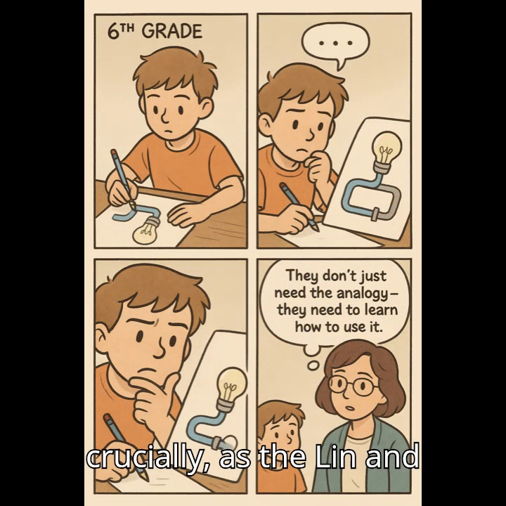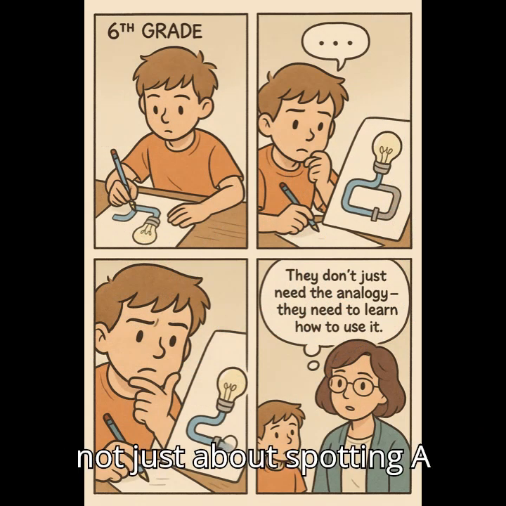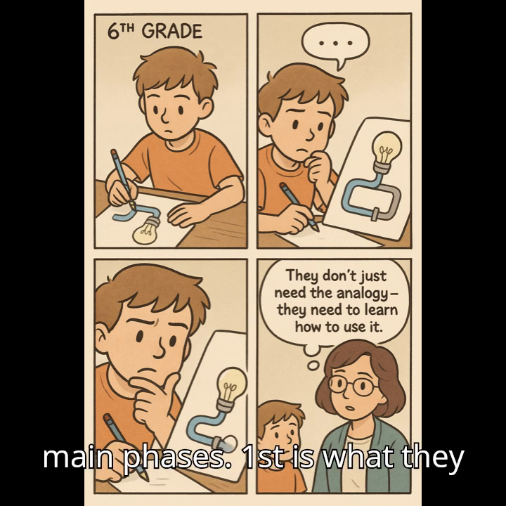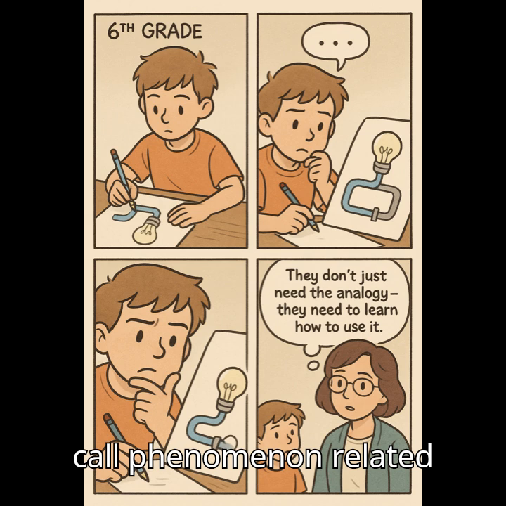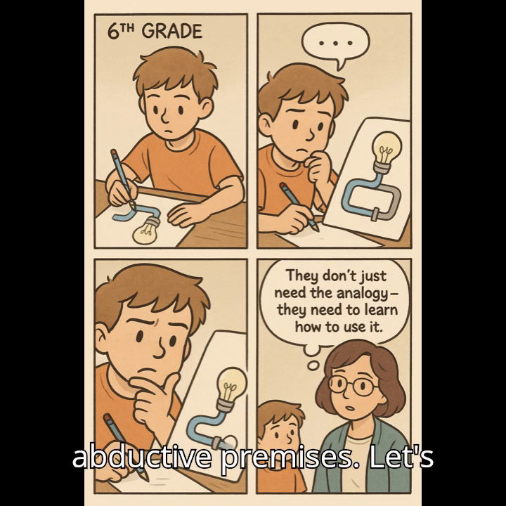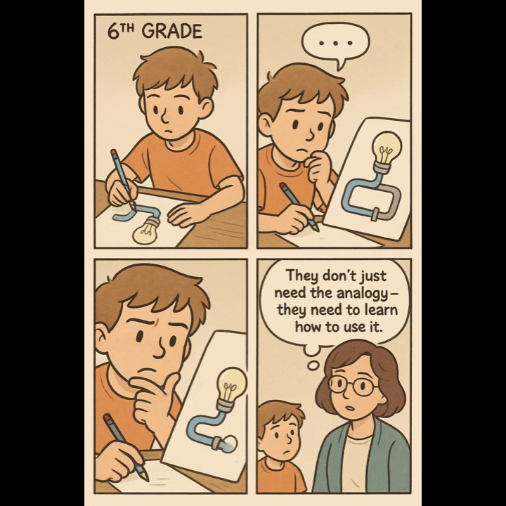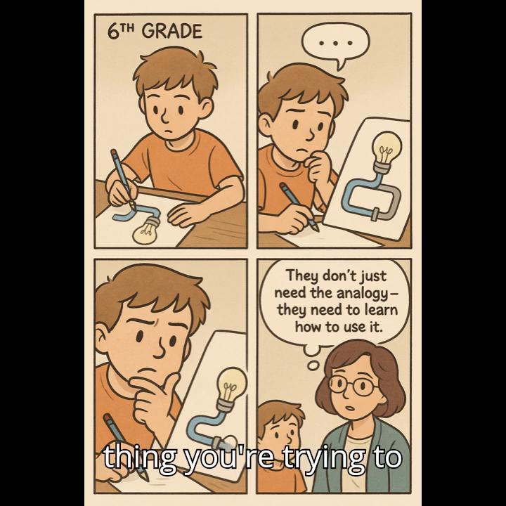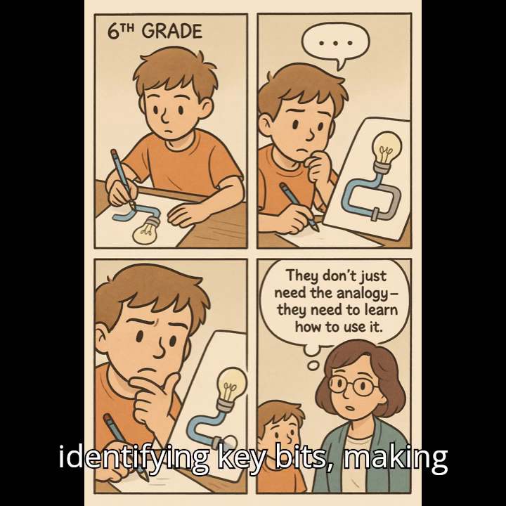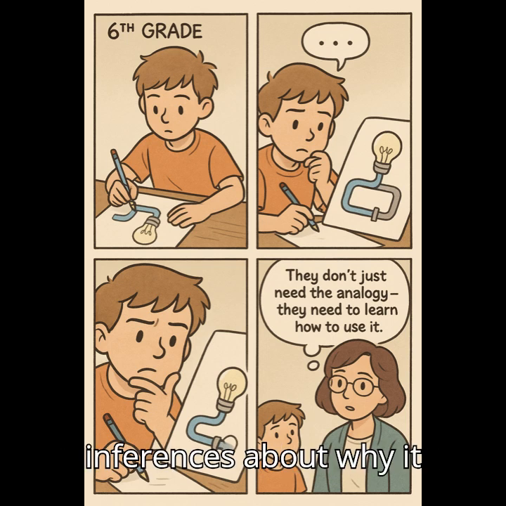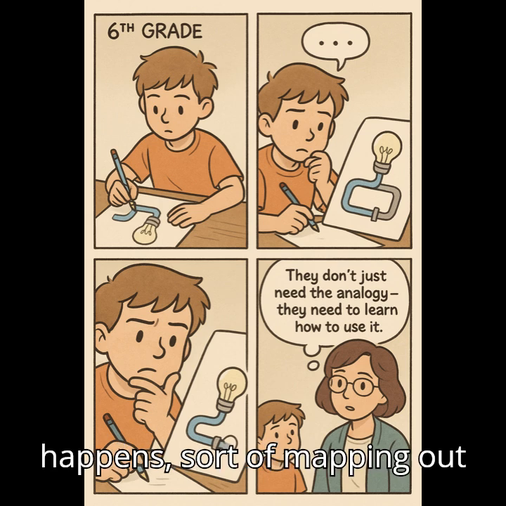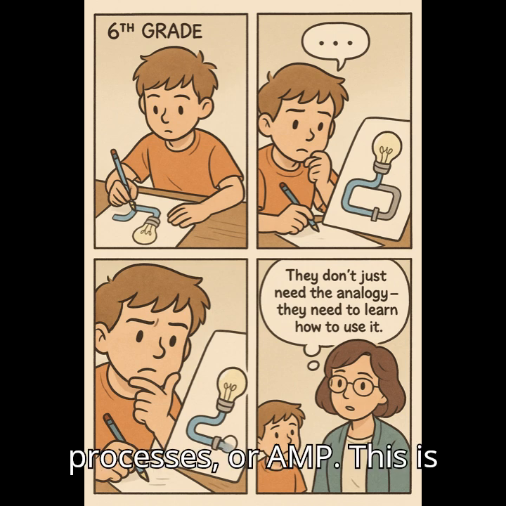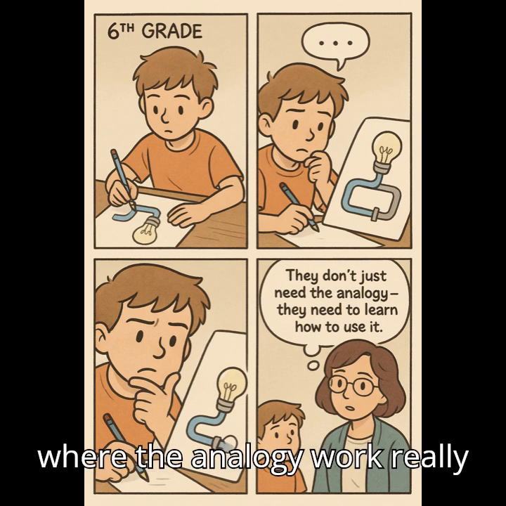But crucially, as the Lin and Chow paper highlights, it's not just about spotting a similarity. It's a whole process. They talk about two main phases. What are those? First is what they call phenomenon-related abductive premises. Let's call it phenomena ABPR. Catchy. What does it mean? It's basically gathering your initial thoughts about the thing you're trying to explain, the target, identifying key bits, making some educated guesses or inferences about why it happens. Sort of mapping out the problem space. And the second phase? That's the analogical modeling processes, or AMP. This is where the analogy work really happens.